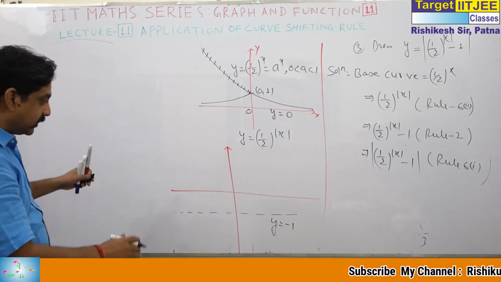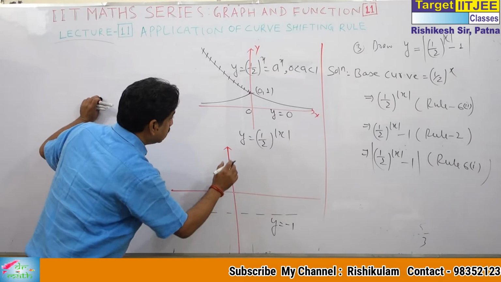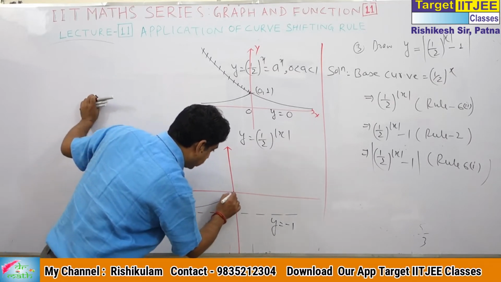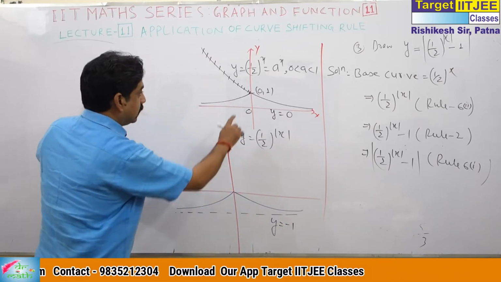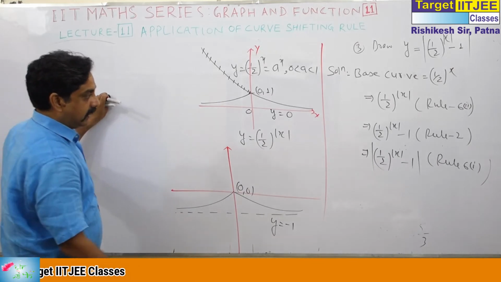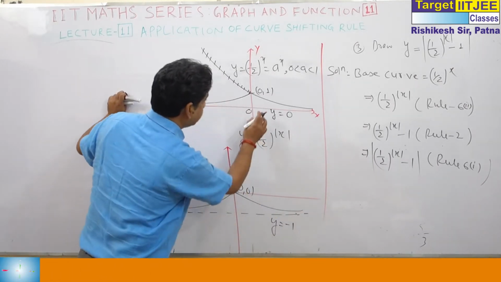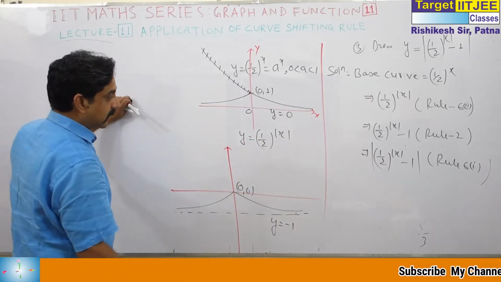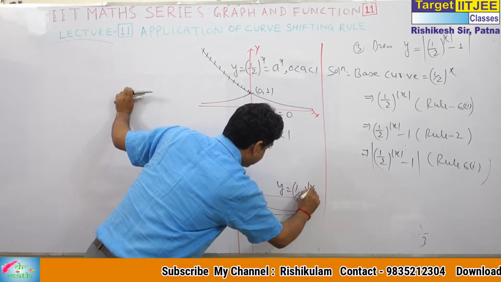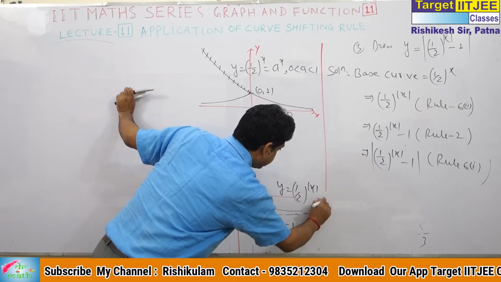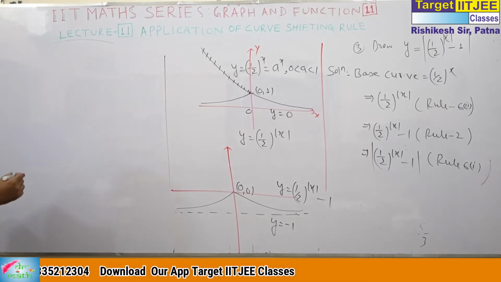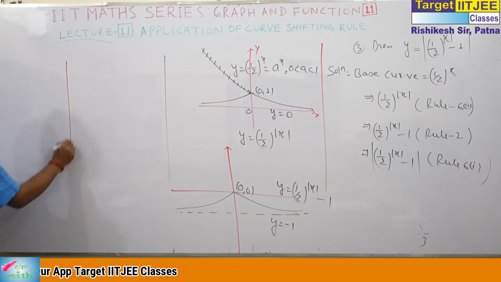When we shift this 1 unit, this will come to us like this. This 1, 0 will come to 0, 0. This is important, and the asymptote is as it is. This graph is y is equal to 1 by 2 to the power mod x minus 1. And what is the final one? The final one will be like this.